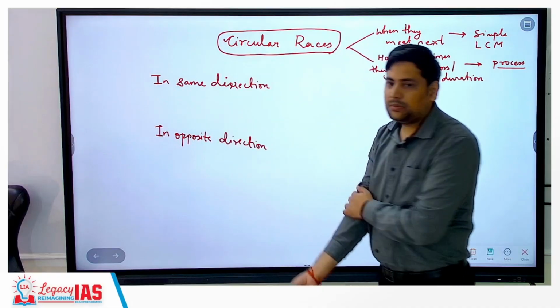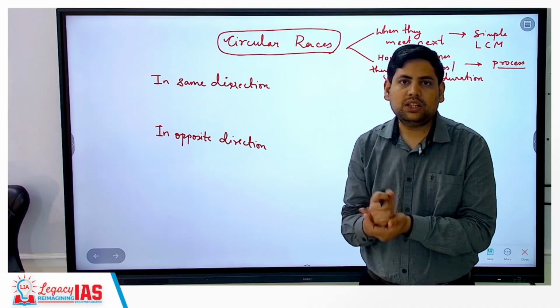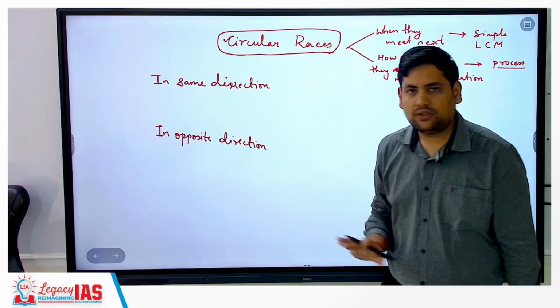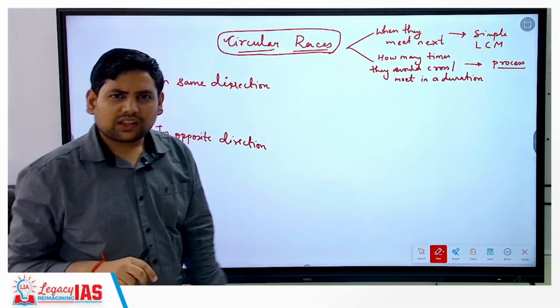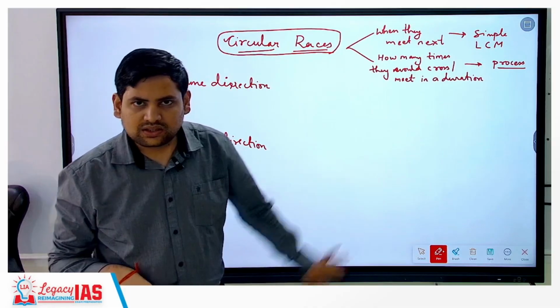So we will be continuing with our topic of time, speed and distance. This is the last part of it, where we'll be dealing with circular races. Okay, this is the most advanced this topic gets to.